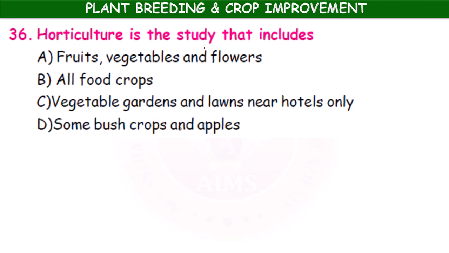Horticulture is the study that includes fruits, vegetables and flowers, all food crops, vegetable gardens and lawns near hotels, or only some bush crops and apples. Horticulture is the study of especially fruit-yielding, flower-yielding and vegetable crops.